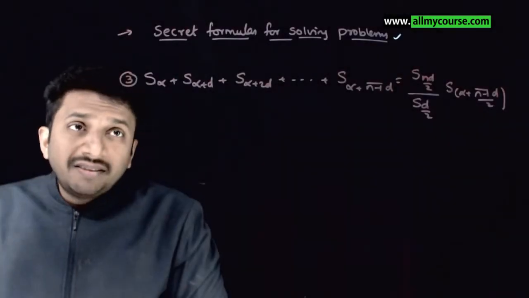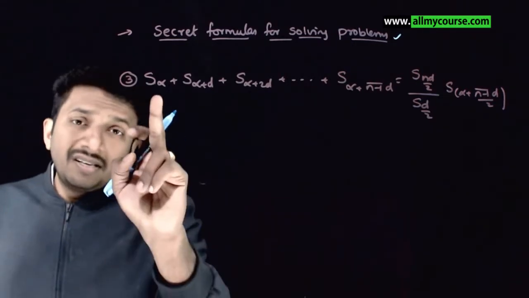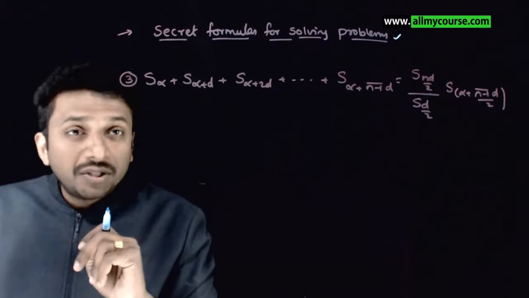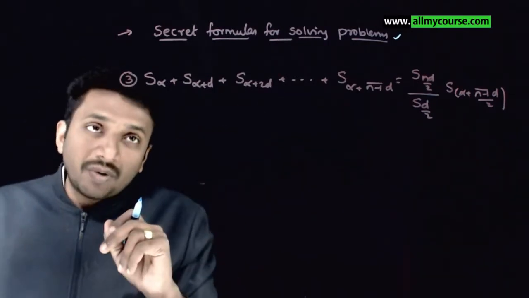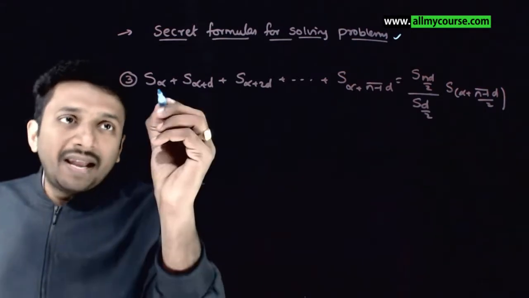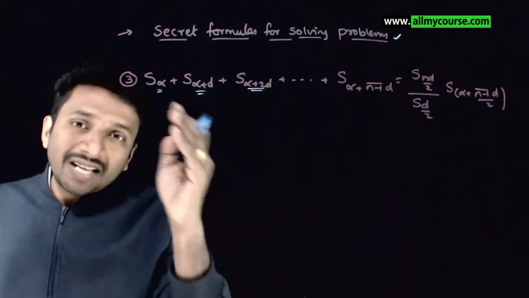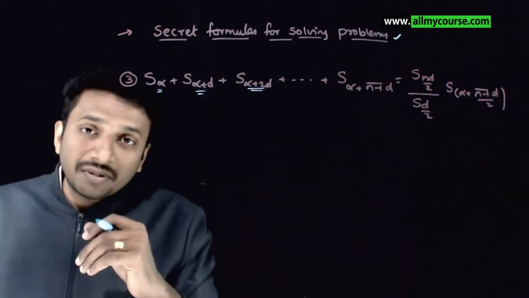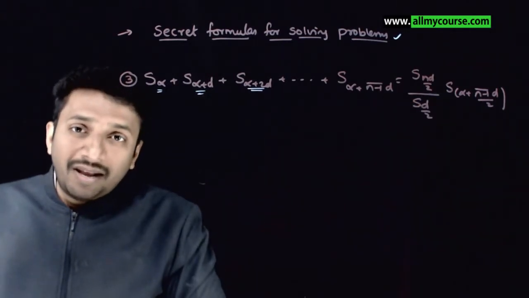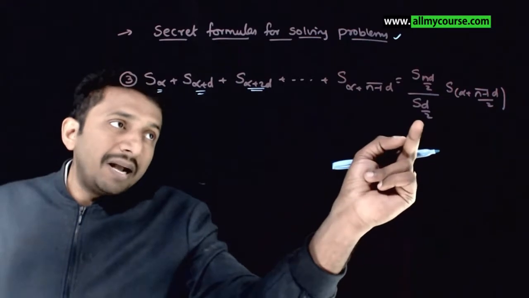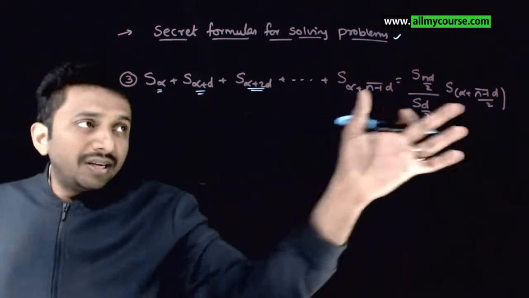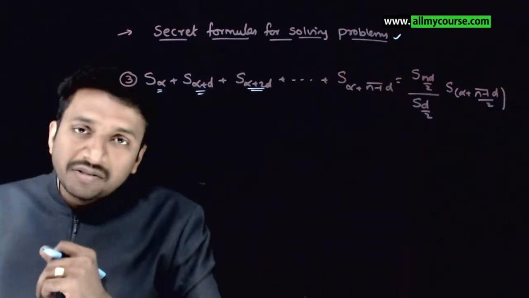So now let us look at the third formula, which is sine alpha plus sine alpha plus d plus sine alpha plus 2d, so on up to sine alpha plus n minus 1 into d. If you have n angles which are in AP and you're asked to find the summation of sines of those, this is the formula. How is this formula valid? What I try to do is, I'll multiply sine d by 2 with the LHS and show that it is exactly the same as the numerator of the RHS.